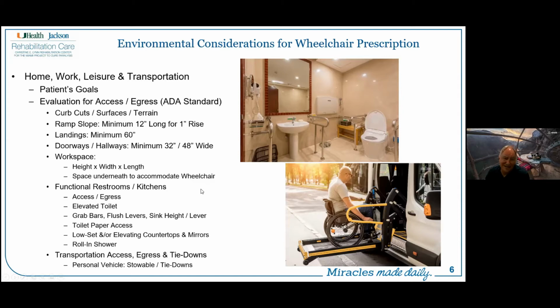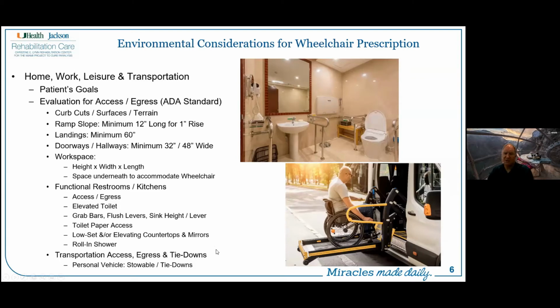And then ideally, the person has functional restrooms and kitchens. This may require modifications to allow access and egress with an elevated toilet seat, grab bars, flush levers, sink height, and door lever just to get in. Toilet paper access, no small thing. And then having low set or elevating countertops and mirrors, depending if we're talking about kitchens or restrooms. And then ideally a roll-in shower, although that's not always an option.